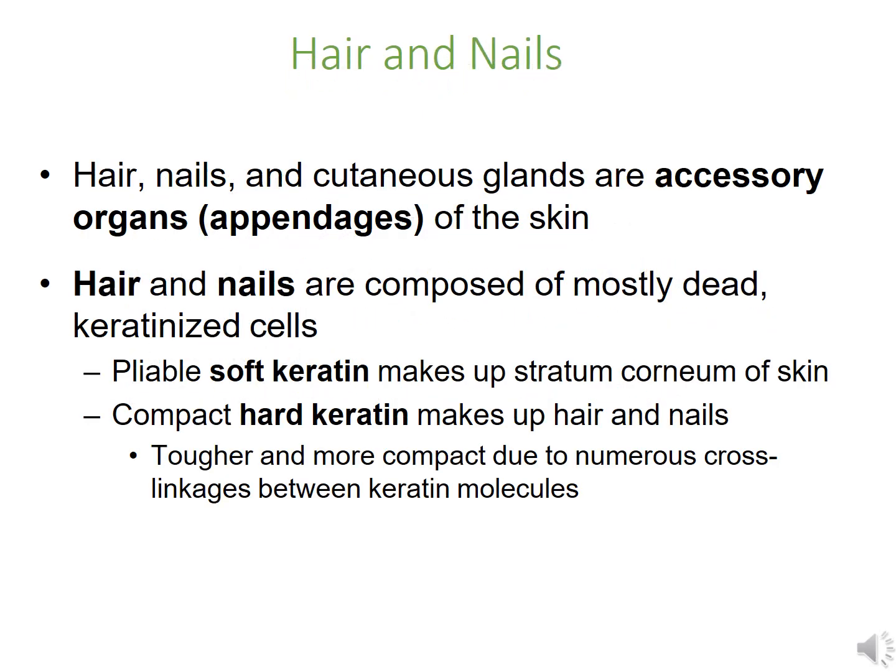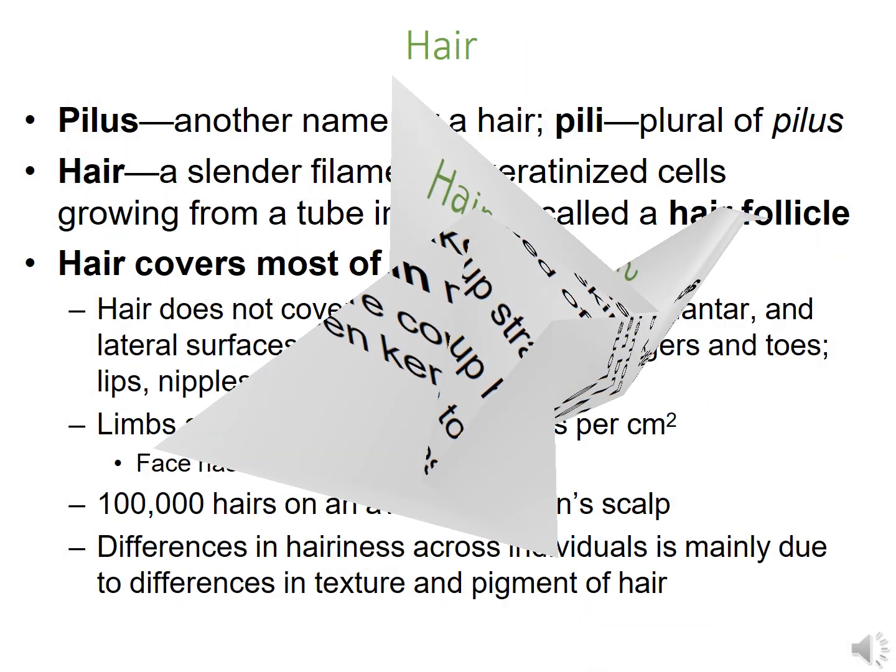Hair, nails, and cutaneous glands are accessory organs, or appendages, of the skin. Hair and nails are composed of mostly dead keratinized cells. Pliable soft keratin makes up the stratum corneum of skin. Compact hard keratin makes up hair and nails, which are tougher and more compact due to numerous cross-linkages between keratin molecules.